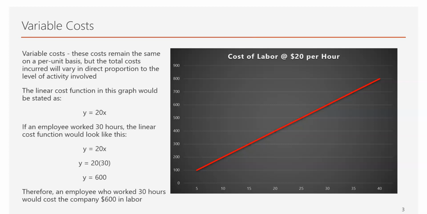So if the cost is $20 per hour, if an employee worked 30 hours, a linear cost function would look like this. Y, my total cost, would be $20 per hour times the number of hours worked. And if the employee worked 30 hours, my total cost would be $600 for that cost of labor. So therefore, an employee who worked 30 hours would cost the company $600 in labor.